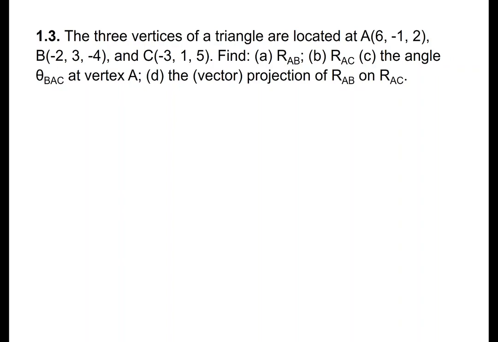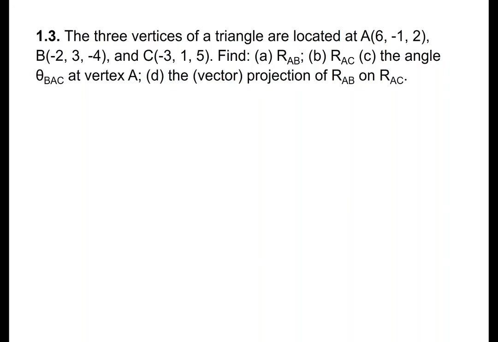Okay, for this problem number 3, we have a triangle located at these coordinates along the x, y, z axes, and we need to find the following vectors and quantities. First we have RAB, RAC, and then the angle at vertex A, theta BAC, and then the vector projection of RAB on RAC.